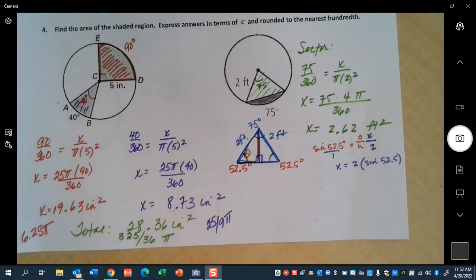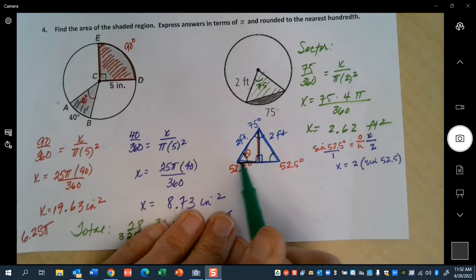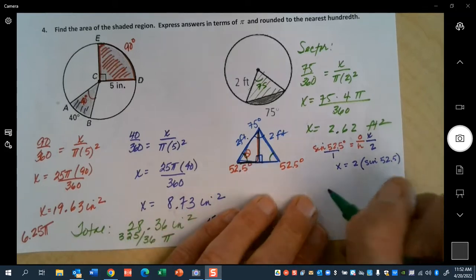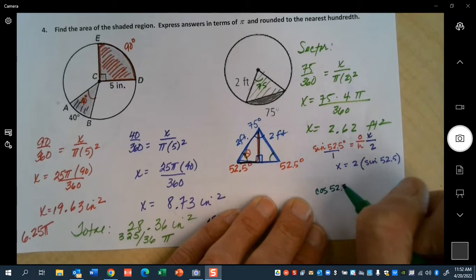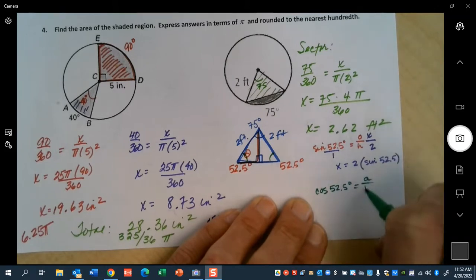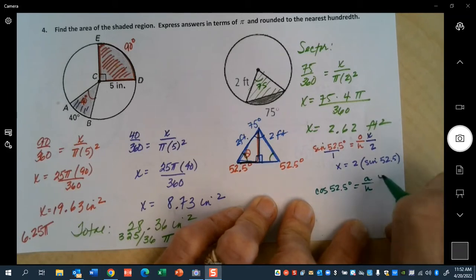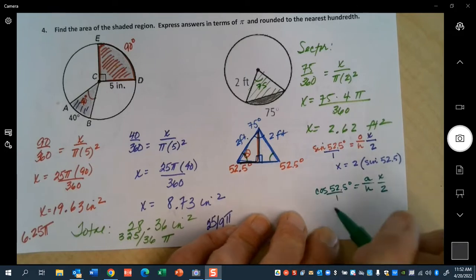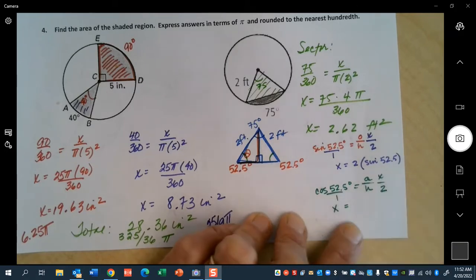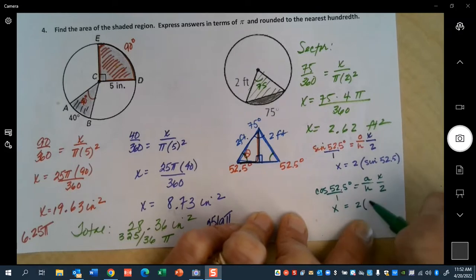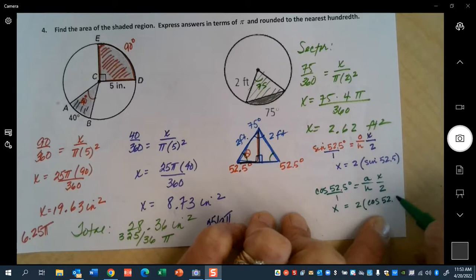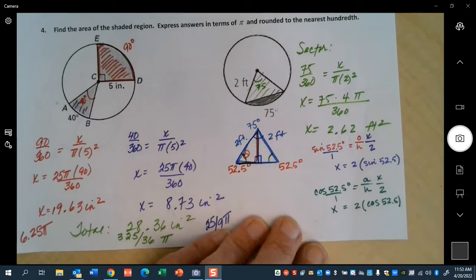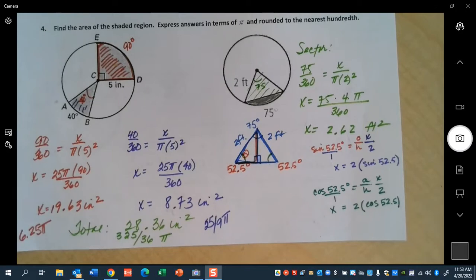Window side, listen up. You need to figure out this triangle base. So the cosine of 52.5 degrees is equal to adjacent over hypotenuse. Adjacent is what you're looking for. Hypotenuse is what you have. When you do your cross products, x is going to be equal to 2 times the cosine of 52.5. Don't forget to check your mode. Make sure you're in degrees, and figure out the one that you need to do.